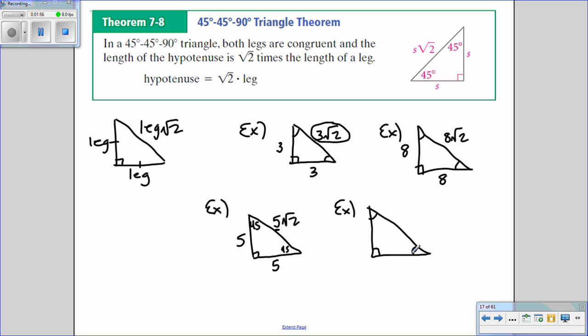Sometimes if we have, let's say our legs are the square root of 3 instead of a whole number. Well, we still know the rule. It's the leg times the square root of 2. So it's the square root of 3 times the square root of 2. This can be simplified. I can multiply those. That becomes the square root of 6. And that cannot be simplified anymore. So that would be our hypotenuse.